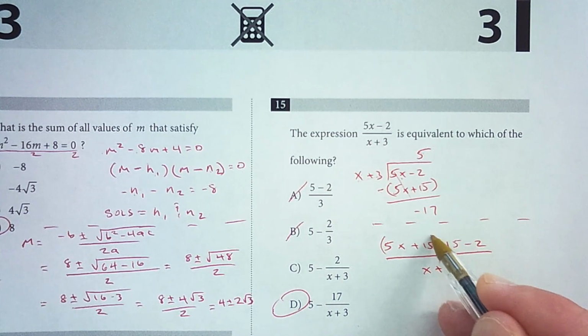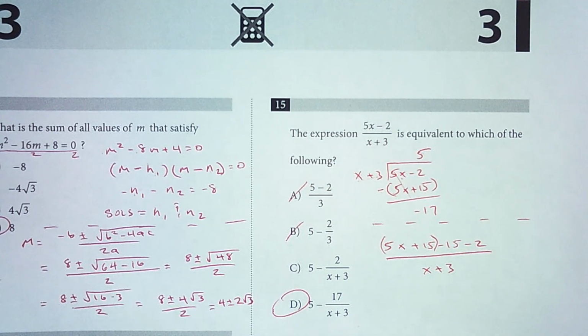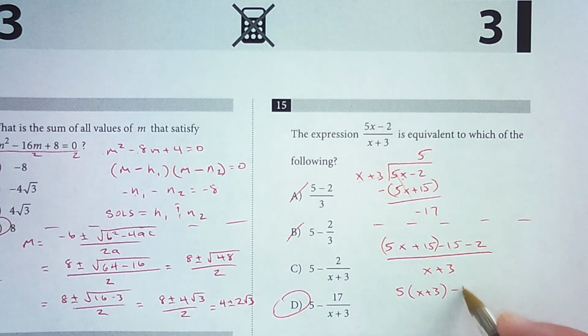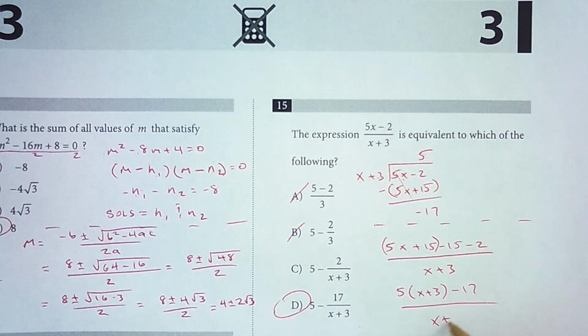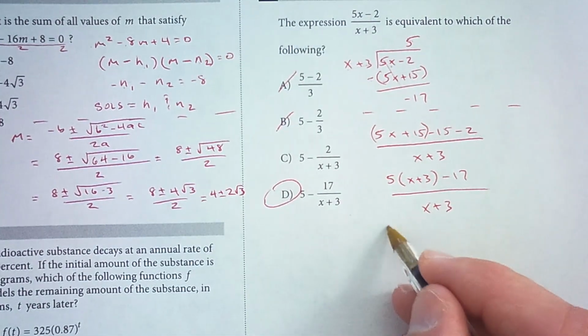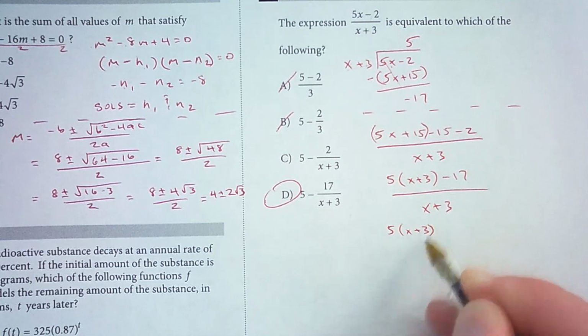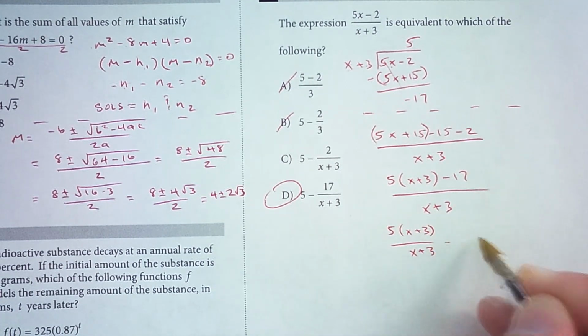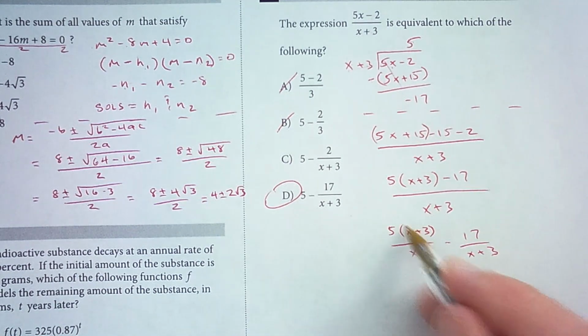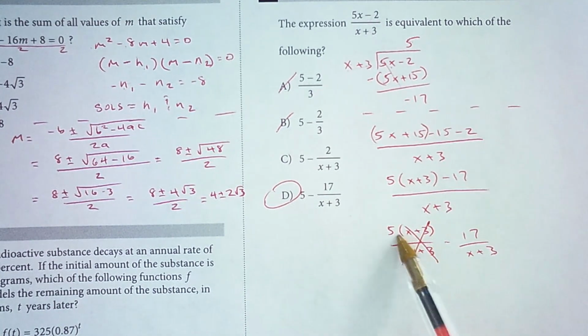From the first couple terms, we can factor out a 5 and get x plus 3. And then we have minus 15 minus 2, which is minus 17, over x plus 3. Now, if I split this into two fractions, I've got 5 times (x plus 3) over (x plus 3) minus 17 over x plus 3. And the (x plus 3) over (x plus 3) here cancels, leaving me with 5 minus 17 over x plus 3.